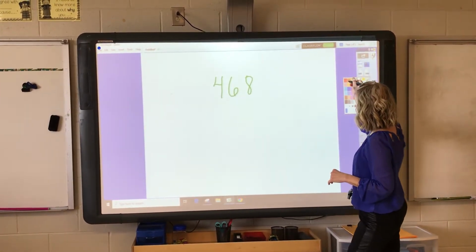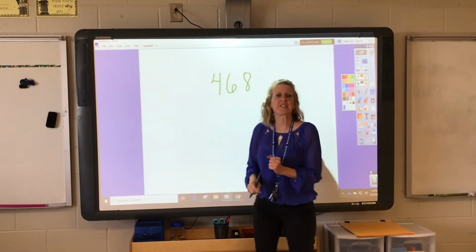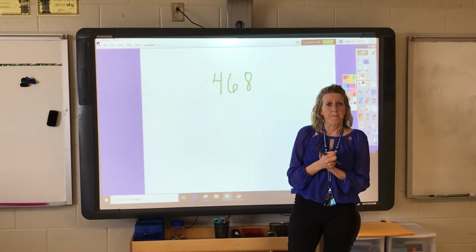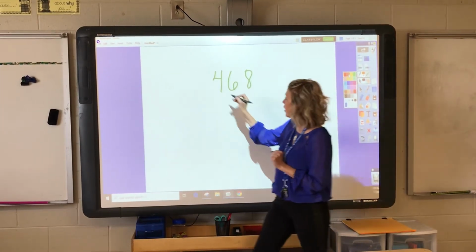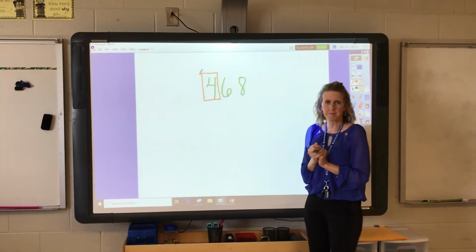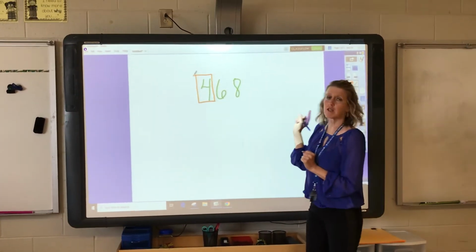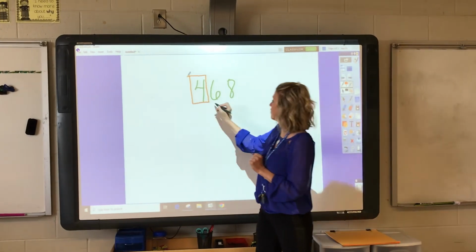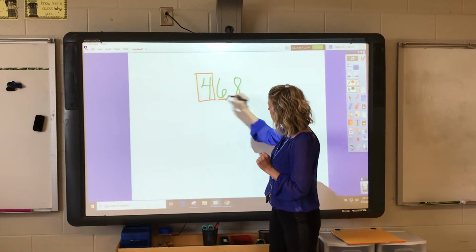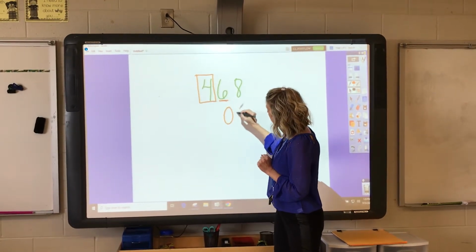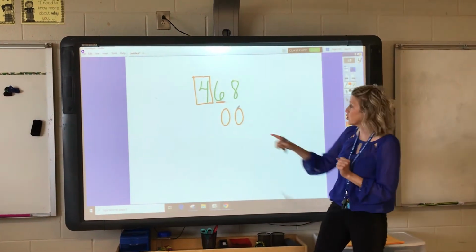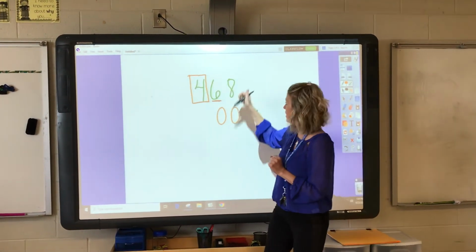I want you to tell me, if you can, what digit is in the hundreds place? Good, if you said 4, you are correct. So draw a box around the 4. Okay? Now, you're going to look to the number to the right of the 4, and that's the 6. But I also want you to remember that all the numbers to the right of the box are going to be 0. So those two digits are going to be 0 when we're done. We're just trying to decide what this hundreds digit's going to be.